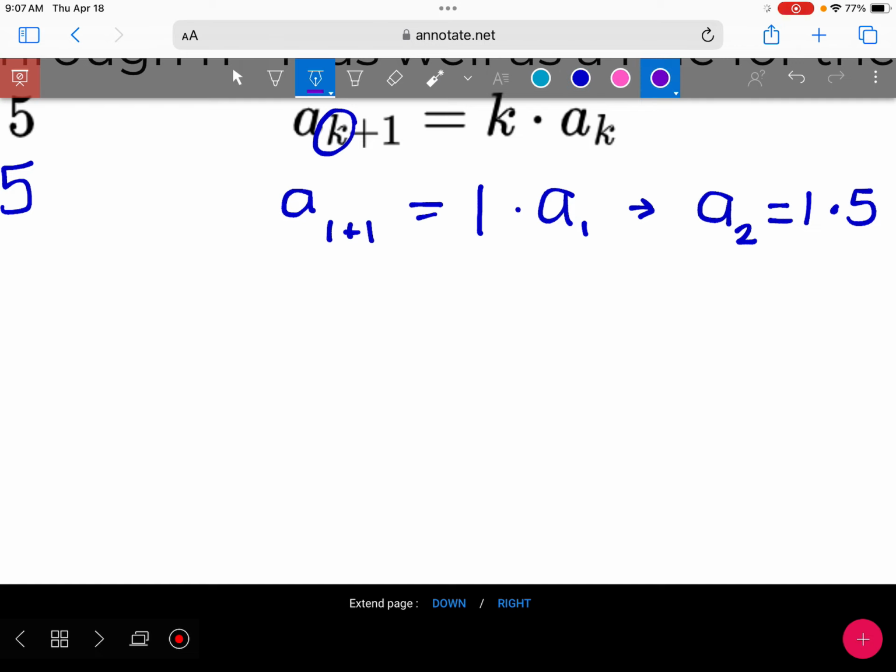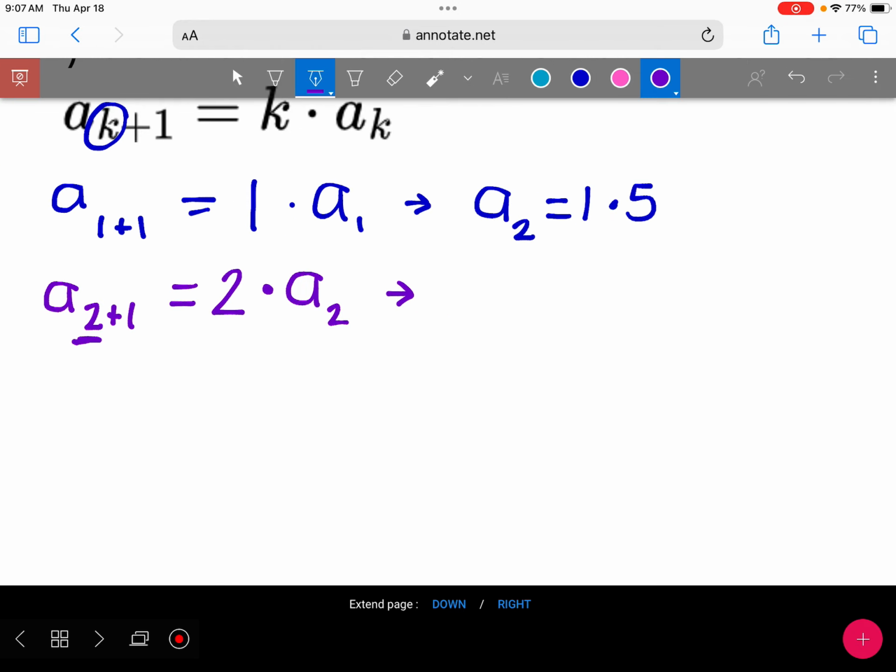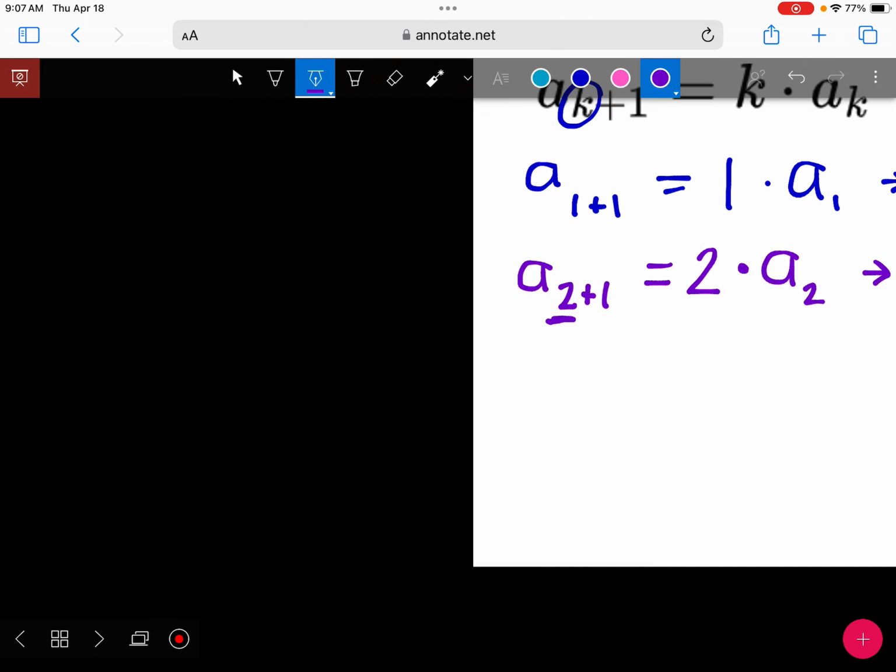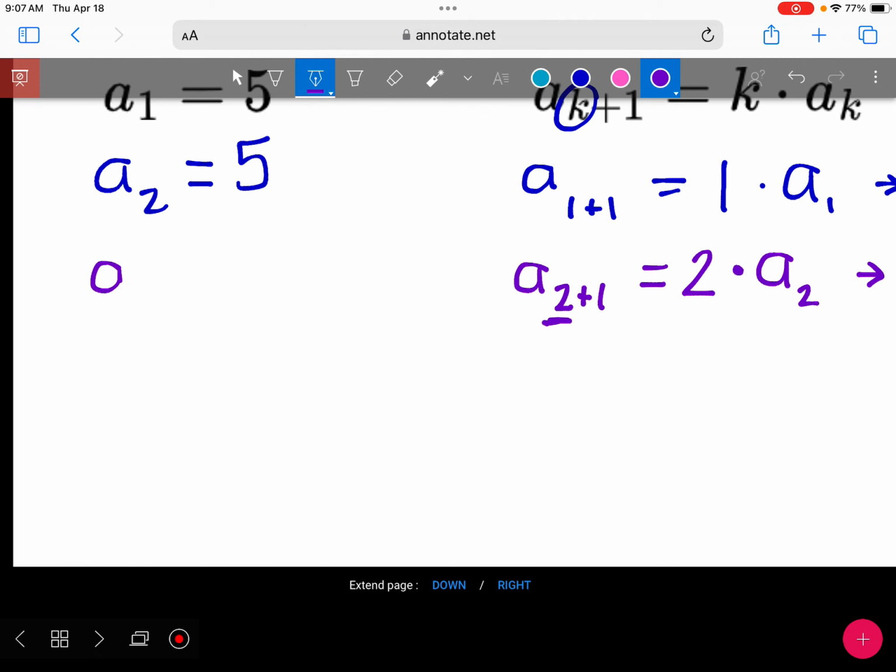So then we're going to keep going. We're going to keep filling things in. Now I'm going to do a k of 2. So we're going to have a of 2 plus 1. So now my k is 2. So k is 2 times a sub 2. Which means when we do this simplification, we're going to have a sub 3 equals 2 times 5. So a sub 3 is 10.